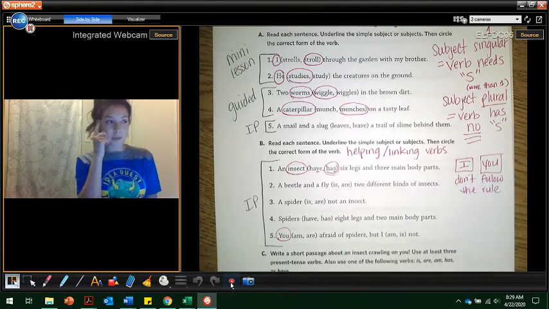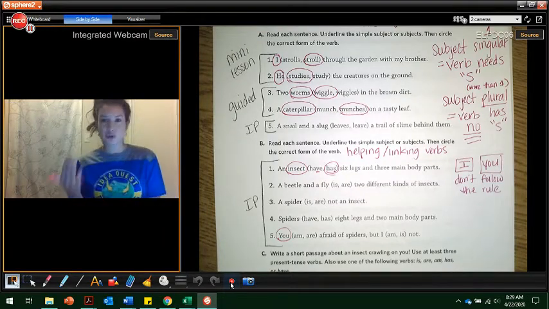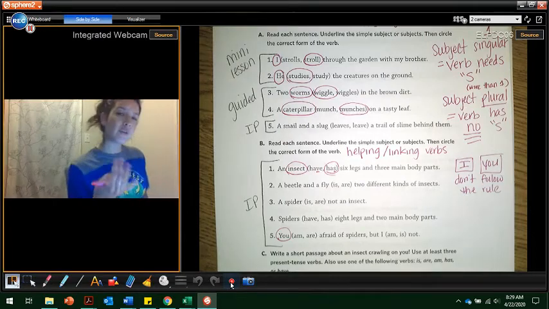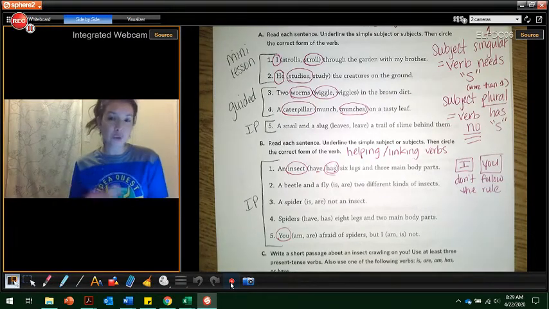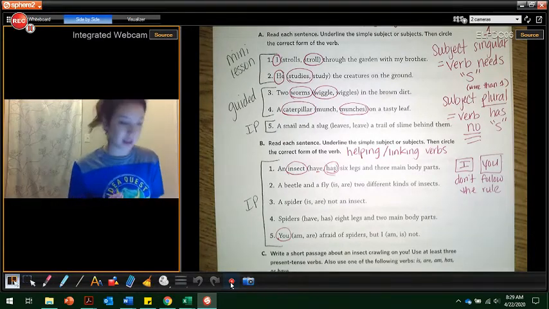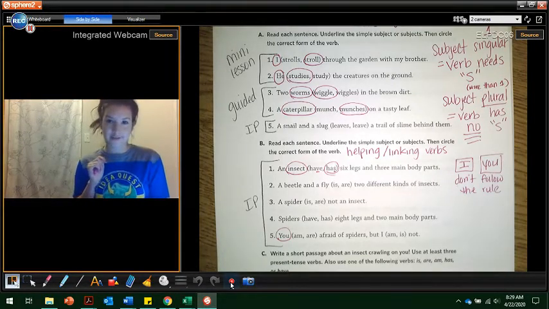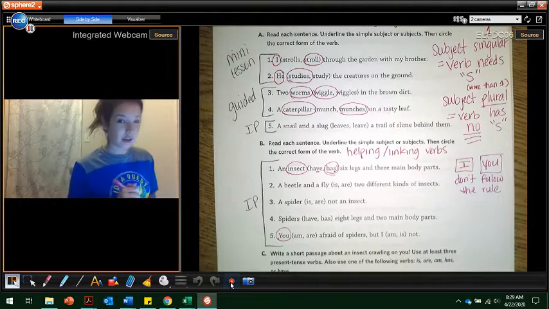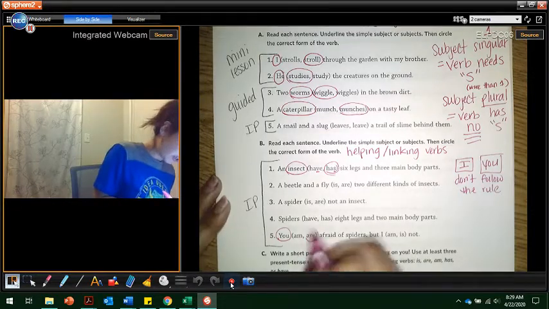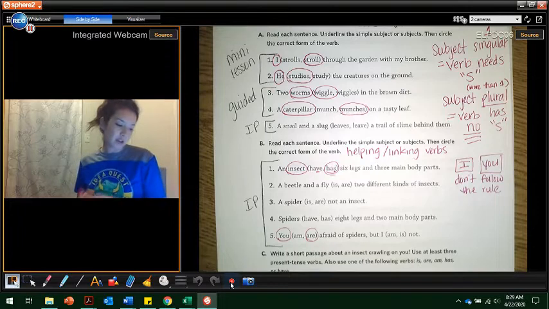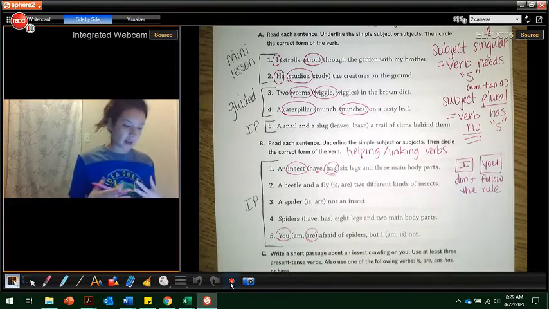This is where you're making connections to the real world. How do you speak? How do people speak? What have you heard before? How do you use these helping and linking verbs correctly? What do you think it is? Say it. Did you say are? If you did, you're correct. You are afraid of spiders, but I blank not.